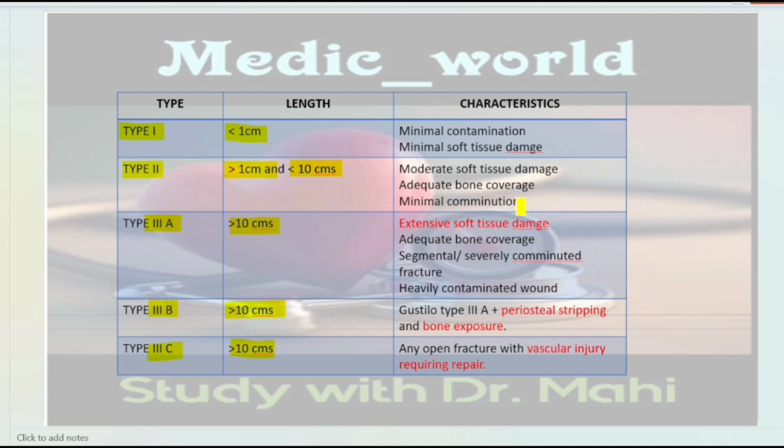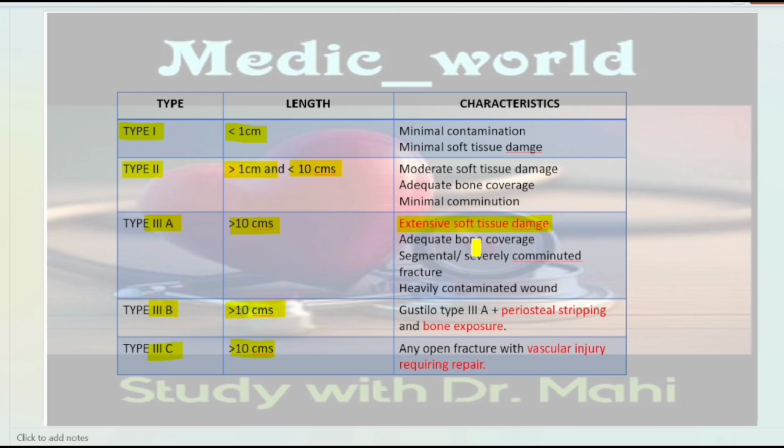Okay, now type 3. Type 3 is a slightly complicated one. It's not so tough. Let's study one by one: type 3A, 3B, and 3C. We will study it with the help of buzzwords. In type 3A, we have to see this line: extensive soft tissue damage. Yes, all the things are there, but bone coverage is adequate. Segmental and severely comminuted fracture, heavily contaminated wound.